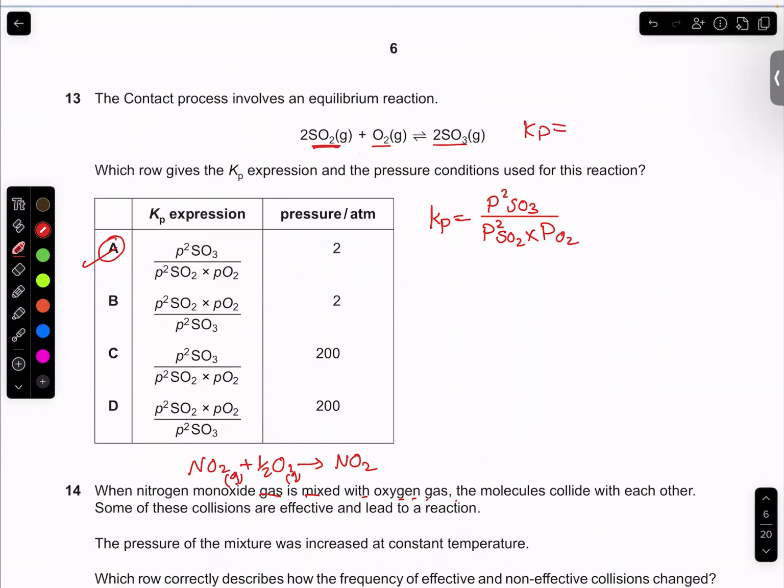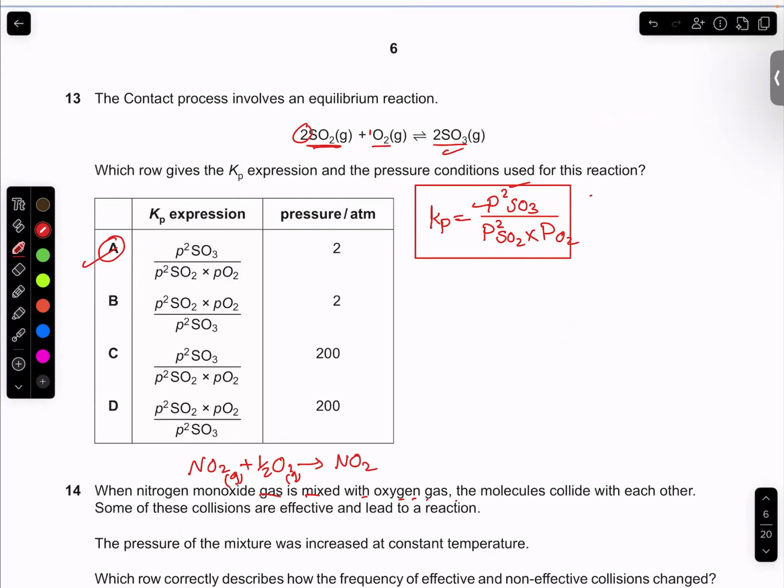Kp equals the pressure of the product, which is SO3. It's written here: the pressure of SO3 to the power of 2, over the pressure of SO2 to the power of 2, because we have 2 here, times the pressure of oxygen to the power of 1, because there is no coefficient here. So this is the expression.